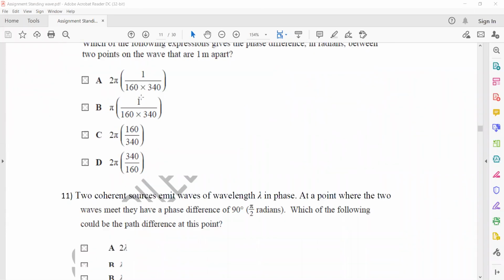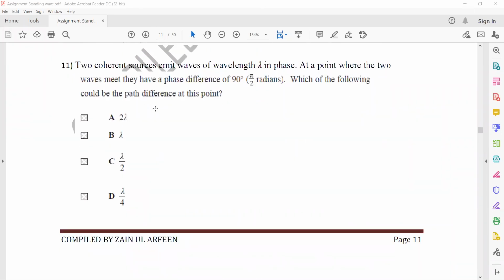Moving on to the next question, question 11. Two coherent sources emit waves of wavelength lambda and are in phase. At a point where the two waves meet, they have a phase difference of 90 degrees or pi by 2 radians. Which of the following could be the path difference? So how can we work out the path difference?